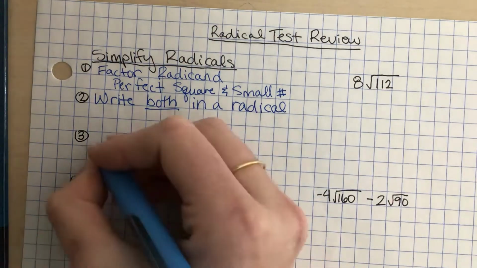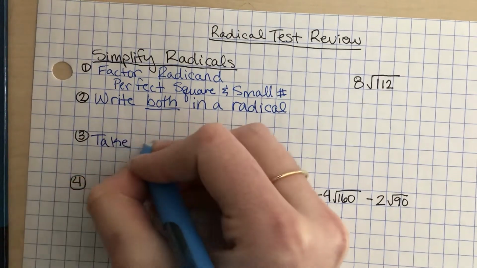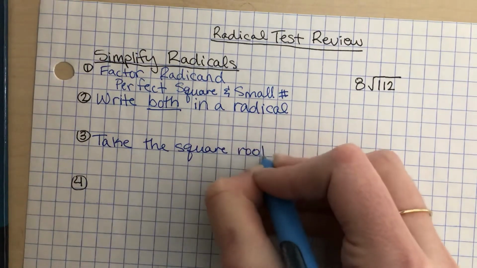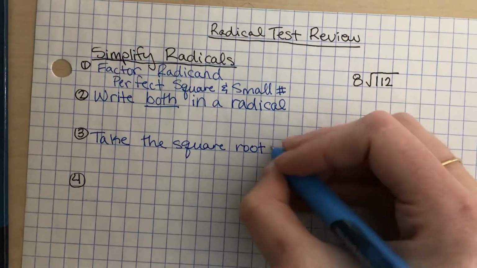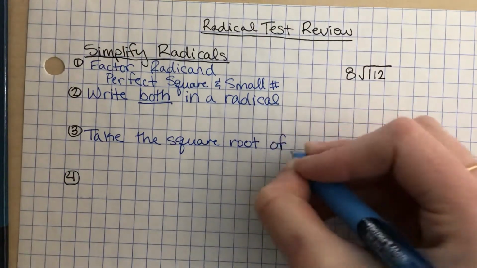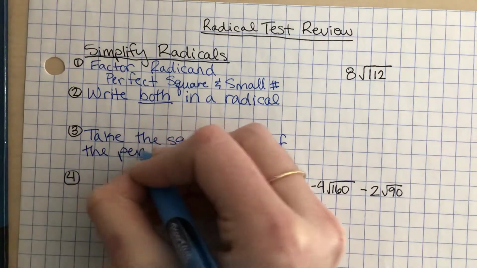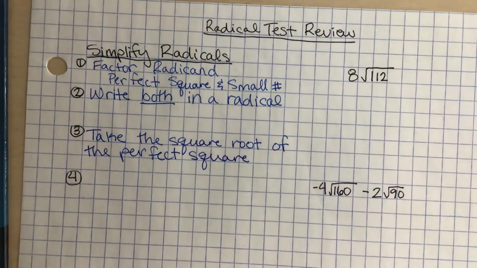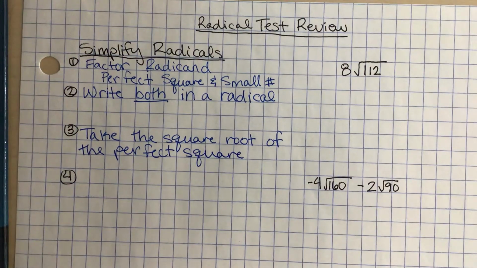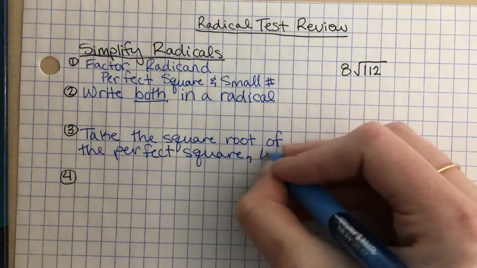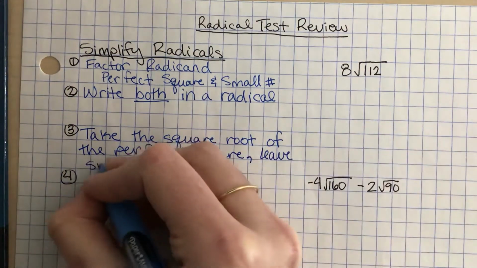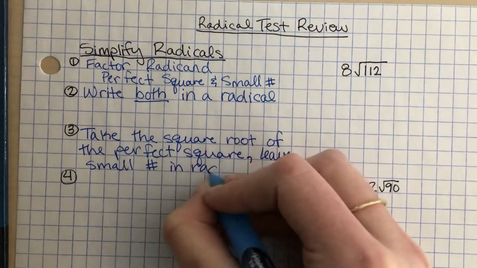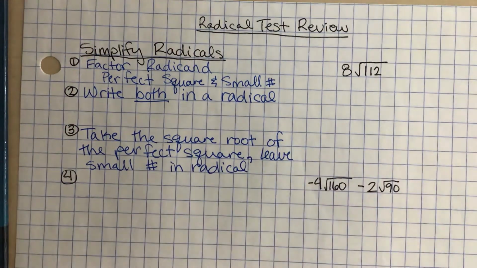The third thing we do is we take the square root of our perfect square. That's why we picked it, because we want to take the square root of any number that we can. Now, when we do that, we still want to leave that small number in the radical, because we can't do anything else with it, so it's just going to stay there. It's kind of like our remainder. It's whatever we have left over.